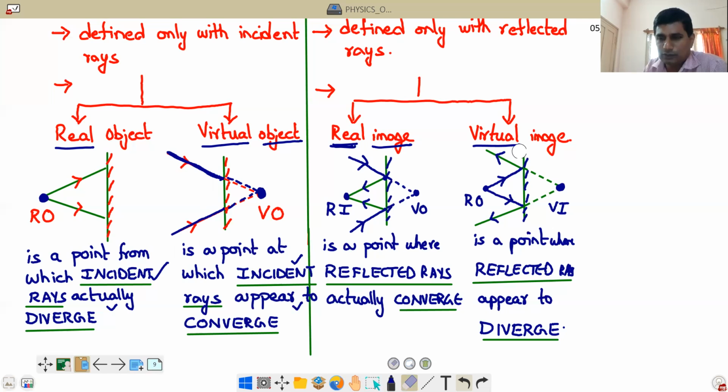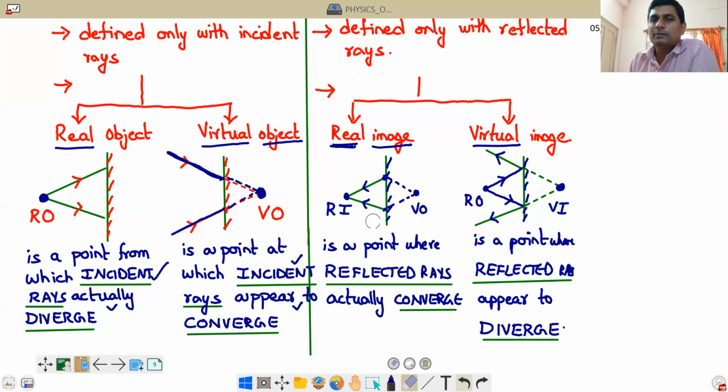And then real image and virtual image. Whether the image is real or virtual, it should always be defined in terms of reflected rays. So when we say image, it means reflected rays. For the reflected rays to be there, there should be incident rays first. For example, let's say these are the incident rays. When these incident rays are incident on this mirror, they'll get reflected like this. These are reflected rays. Now you can forget about these rays, these are incident rays.